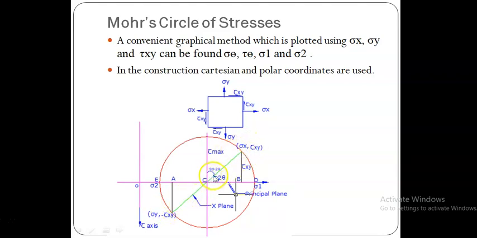Yes, from the x plane, the plane of maximum principal stress becomes 2 theta. Okay, and from the x plane, the plane of maximum shear stress is obtained at 90 minus 2 theta, or 45 degree minus theta.